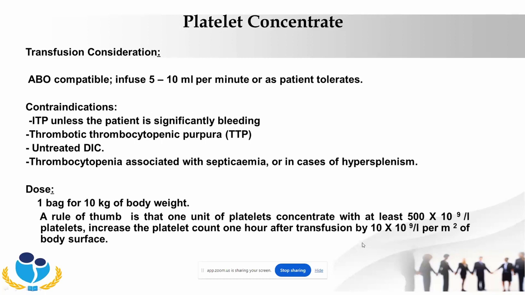Thrombotic thrombocytopenic purpura: it is just like adding fuel to a fire when you give platelets to such a patient. DIC: there is no use. Thrombocytopenia associated with sepsis or hypersplenism is still a waste of platelets because the transfused platelets will go to those sites and get sequestered. The rule of thumb, ideal, this is not practical: ideally, 1 bag of platelets per kilogram body weight will increase the count by 10,000 per meter square body surface area.